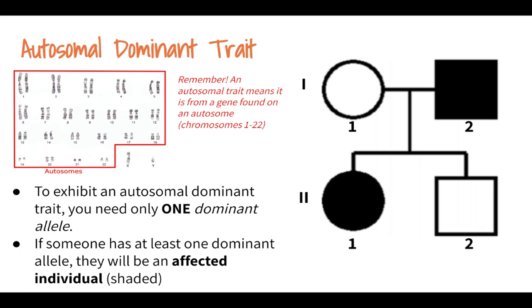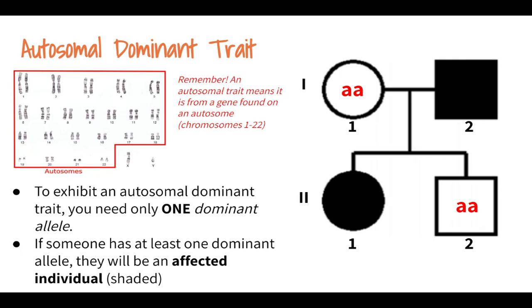So 1, 2 in our first generation, 1, 2 in our second generation. So going ahead, since our shaded individuals have the dominant trait, that means everybody who is not shaded in has our recessive trait. Remember, the only way to be recessive is to have 2 recessive alleles. So it's really easy to figure out that must be the genotype of these 2 individuals.